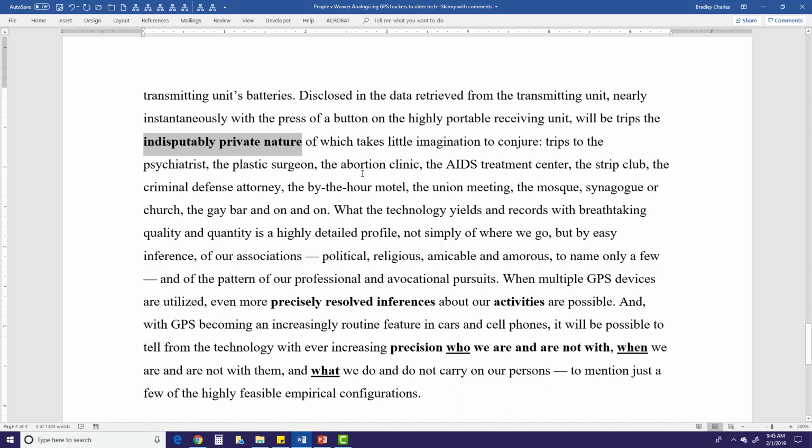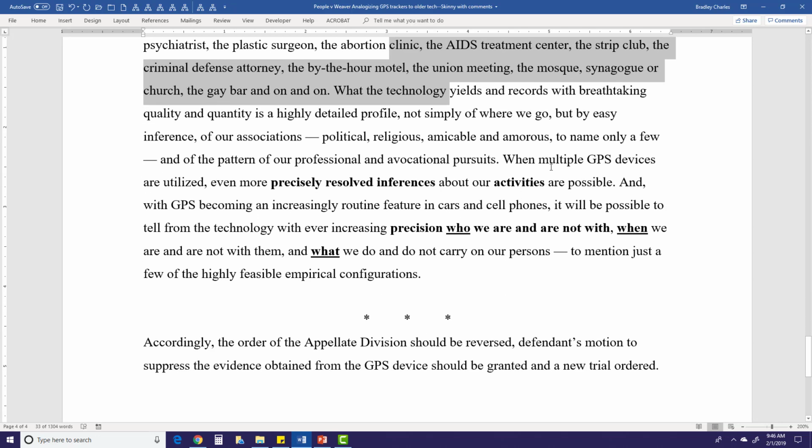The implication is you're going to have some potentially embarrassing stuff about you out there, unless you want all this stuff public, but I don't think most people do. Most people, when they go to a plastic surgeon, are probably not shouting that from the rooftops. If you go to an AIDS treatment center, you're probably going to be discreet about that. Even if you go to dialysis for kidneys, because you're embarrassed you have diabetes or whatever. So anyway, that's reasoning by implication. That's great stuff there. And then here we have multiple GPS devices utilized, even more precisely resolved inferences about our activities. Inferences, that's the point. You infer from where people go what's going on in their private life.